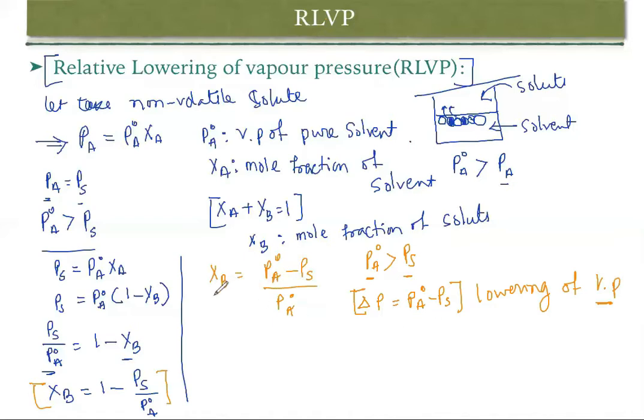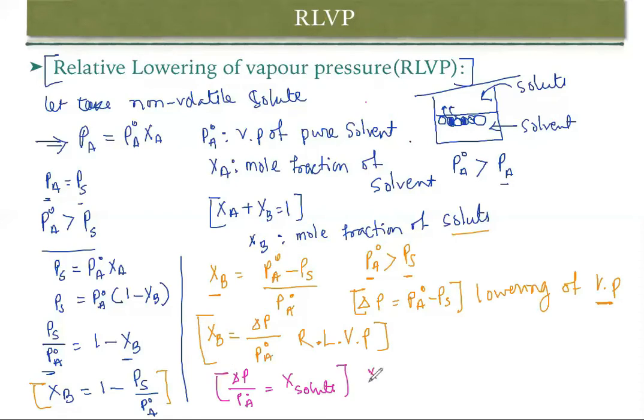Now we need to calculate the relative lowering. So what I'm doing is XB, remember this is the mole fraction of the solute. I can write XB, mole fraction of the solute, is equal to delta P divided by PA naught. This factor is known as RLVP, relative lowering of vapor pressure. That is, delta P divided by PA naught is equal to X, the mole fraction of solute.